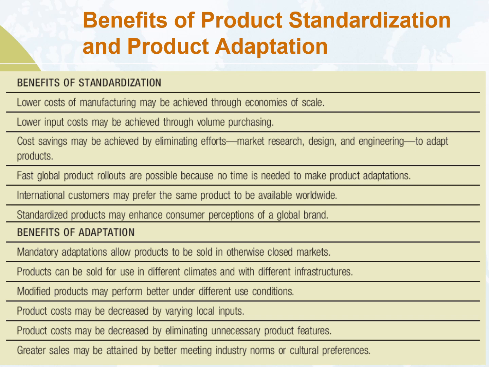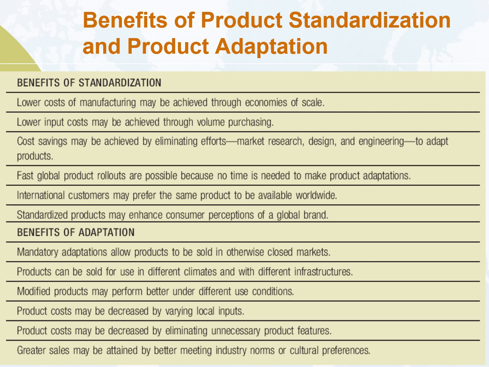Lower input costs may be achieved through volume precision. If we buy a lot of potatoes, a lot of something, then we can get lower cost. In fact, McDonald's, I think, has its own potato farm to produce potatoes for themselves, right? Cost savings may also be achieved by eliminating efforts like market research, design, and engineering to adapt products. So you do not have to do that, and you save some cost. There could be fast global product rollouts.